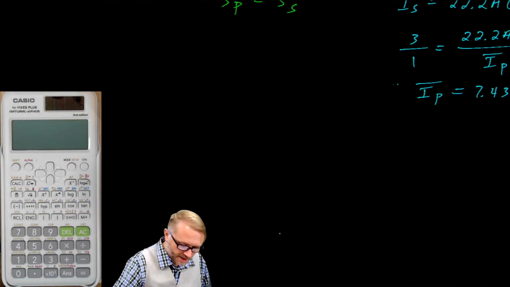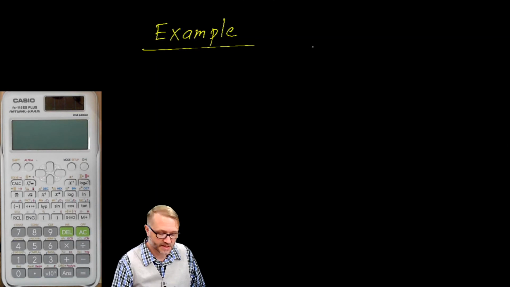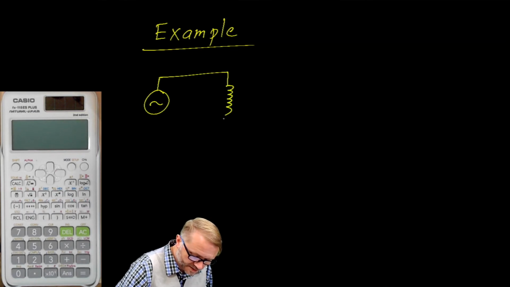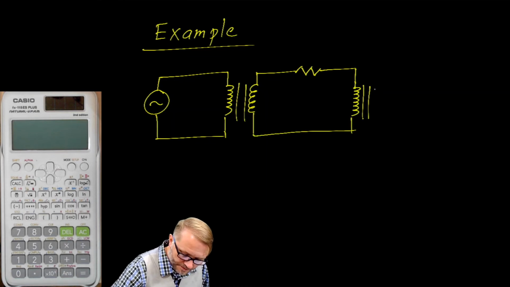Let's take a look at another example, an example that will help us explain why we use transformers in the first place. We start with a source. Here's our first transformer. We'll let there be a resistance. We'll add a second transformer. Here's the secondary of that transformer.